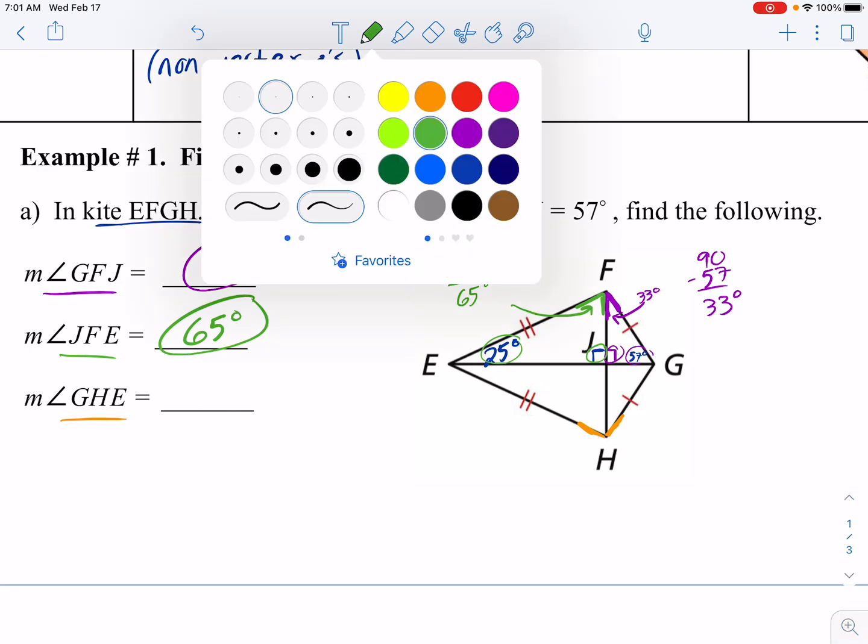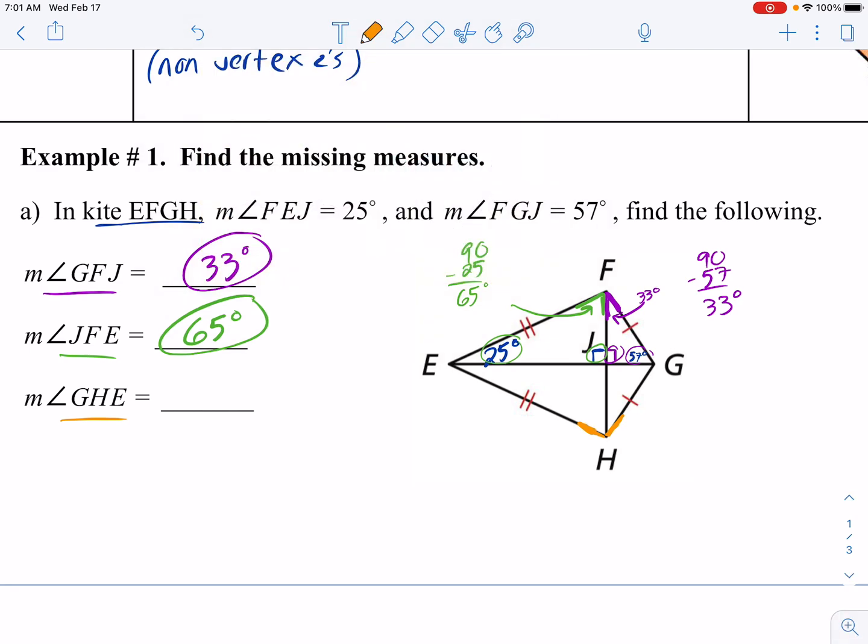And then this orange angle, this is the non-vertex angle. We just talked about this property. The non-vertex angle is congruent to its opposite non-vertex angle, which is 65 and 33, so 98 degrees. Okay, using all of those properties that we just listed up above.